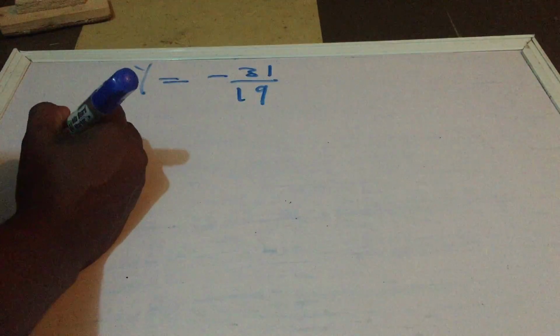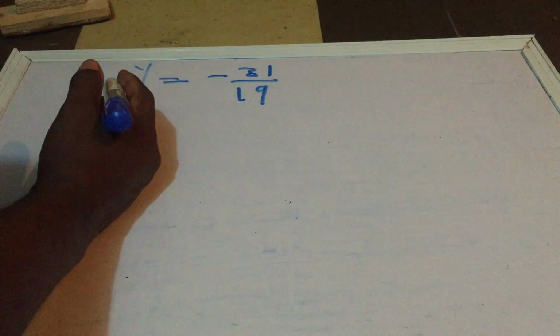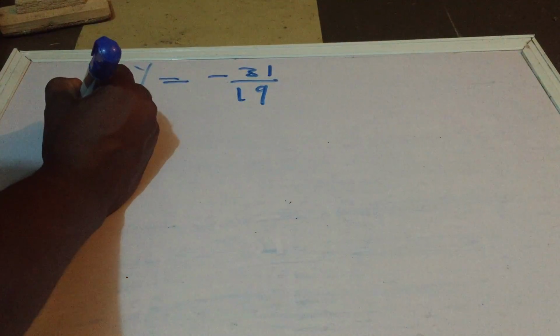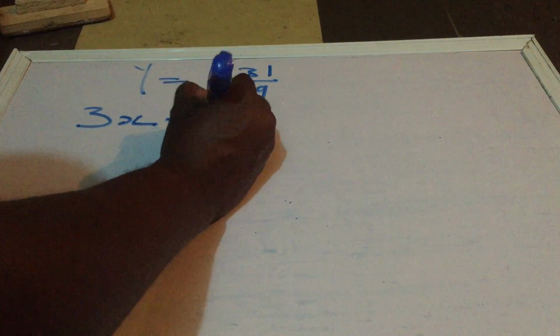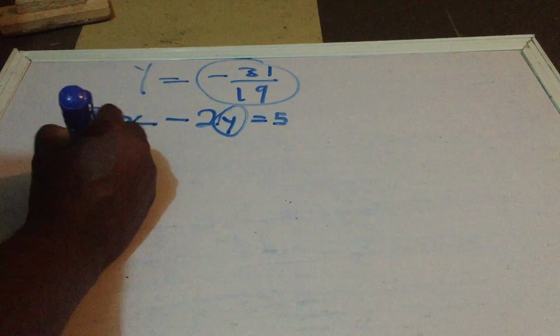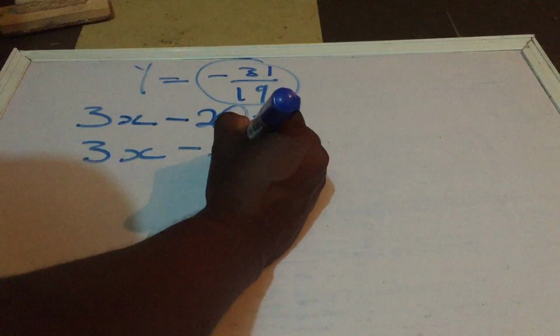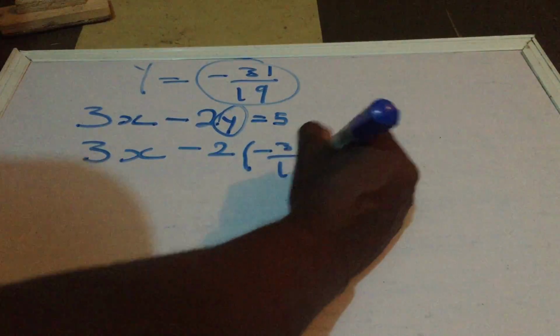Now we get y to be equal to minus 31 over 19. Then we choose one of equation 1 or 2 to substitute. But I will choose equation 1, which says 3x minus 2y is equal to 5. Now I will replace this y with this. So it is 3x minus 2 in brackets minus 31 over 19 bracket close equal to 5.